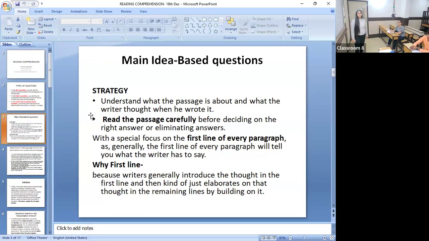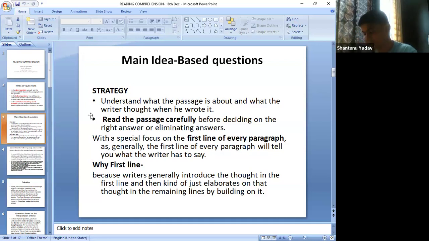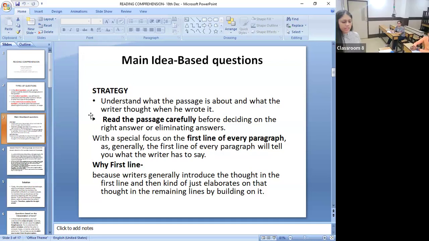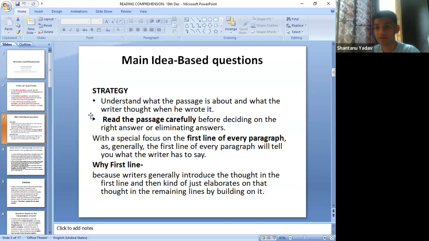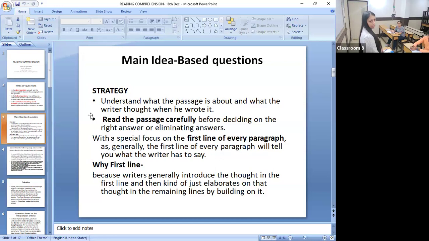Got the 2 strategies? Write it in short, Shantanu. First is, what did you write? Ma'am, I wrote focus on the first line of every para. Okay, second strategy? Eliminating the points. Elimination policy.